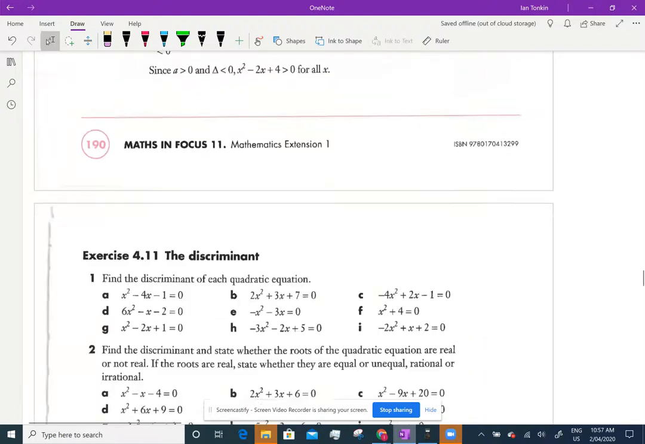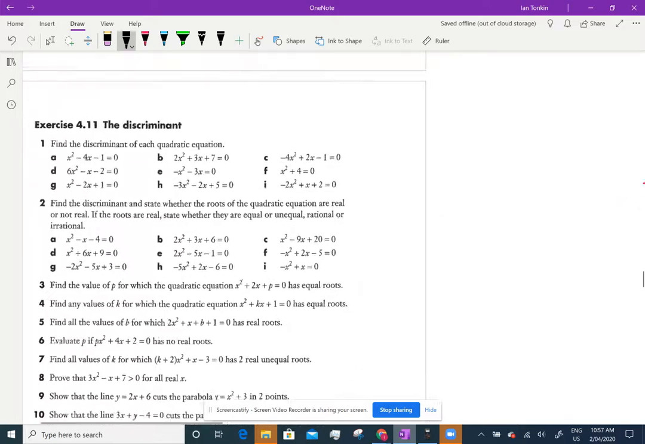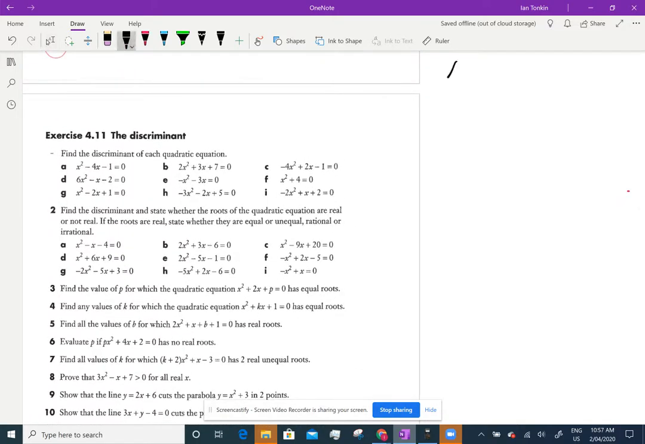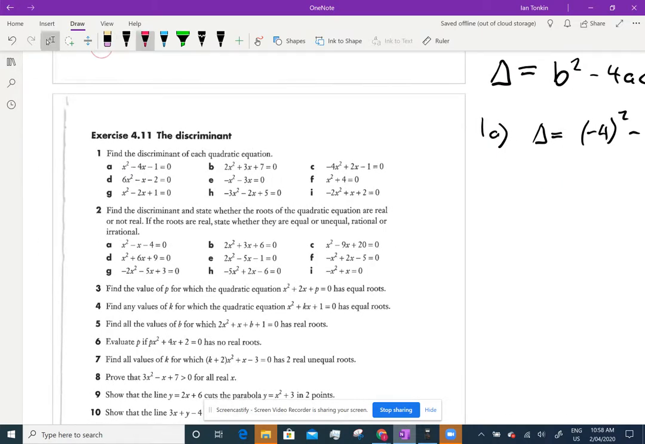So let's have a go at some of these questions. It's really easy. You are just using the discriminant. And remember, the discriminant is what's under the square root sign, which is b squared minus 4ac. So, for example, find the discriminant of these. In 1a, the discriminant equals b squared, so negative 4, put it in parentheses, minus 4 times 1 times negative 1. Look over at it and remember a, b, c.